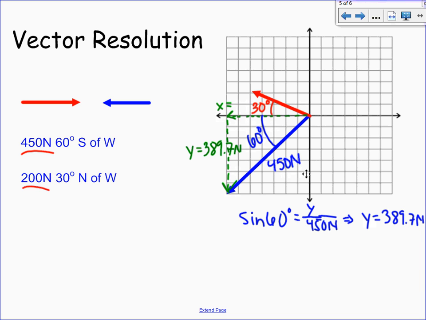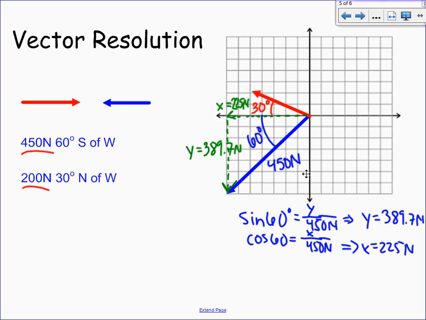Now, let's go ahead and do the same thing for x. For x, it's going to be cosine of 60. And cosine of 60 equals x over 450, which is the hypotenuse. Now, cosine of 60 is one of those special angles. It's 0.5 times 450, which is going to give us a value for x of 225 newtons. And so I'm going to go ahead and write that up here, 225 newtons. So I just did vector resolution for my first vector.